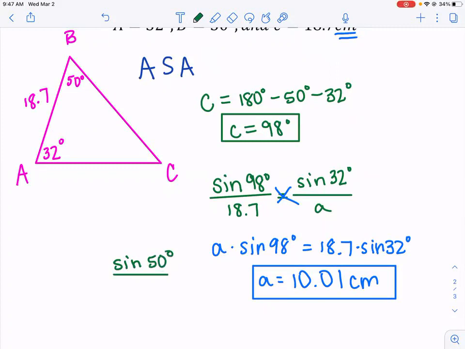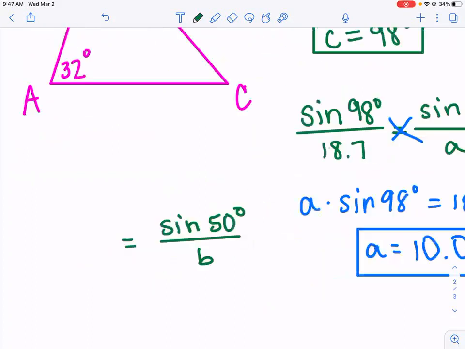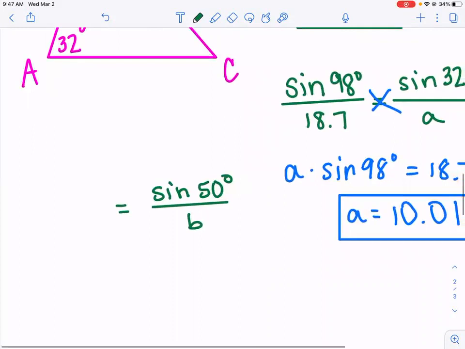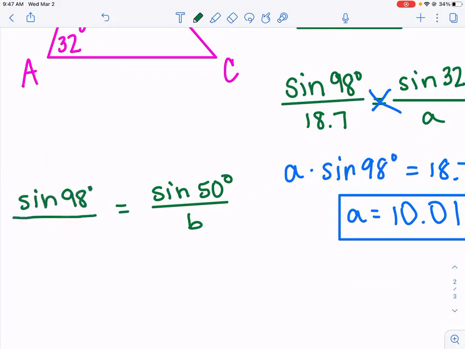Okay. Now, when I set up my proportion for the sine of angle B, 50 degrees over side B, which pair of angle side should I pick? A's or C's? Technically, it doesn't matter, but one's going to be more accurate. Okay, if we can use given information, we need to. All right. Sometimes it's unavoidable that we have to use a rounded answer, but the more given information you can use, the more accurate your answers are going to be.